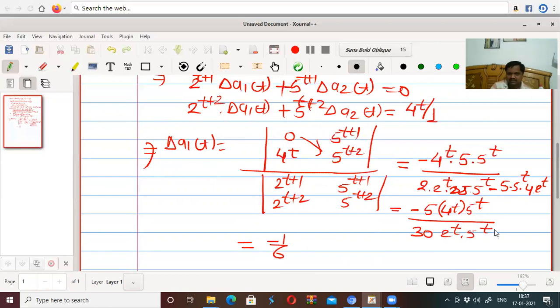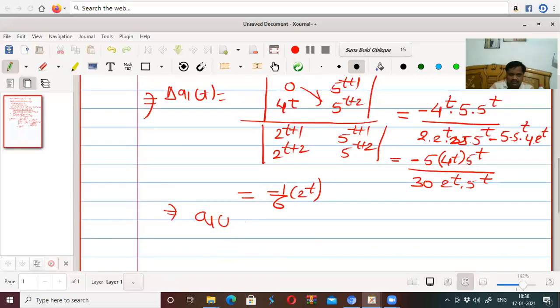Now 5 to the power t cancels with 5 to the power t. Here we can write it as 2 to the power t into 2 to the power t, and 1 cancels with 2 to the power t. We get only 2 to the power t. This is delta A1t. So this implies A1t is equal to the summation of minus 1 upon 6 2 to the power t, plus C1, that is minus 1 upon 6 into 2 to the power t upon 2 minus 1, which is 1, plus C1, equal to minus 2 to the power t upon 6 plus C1.